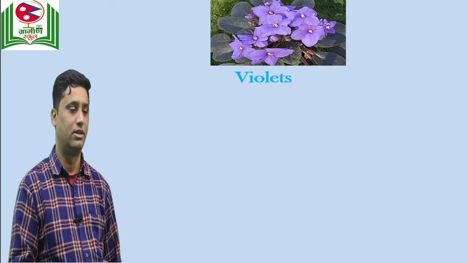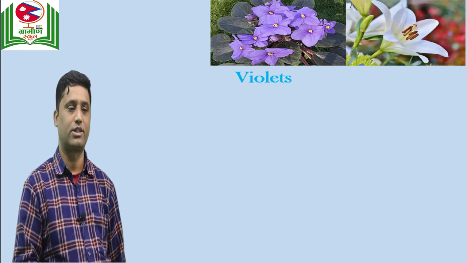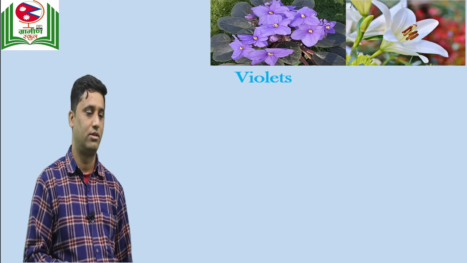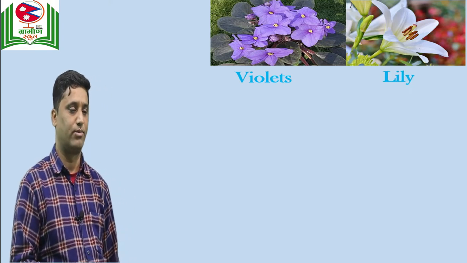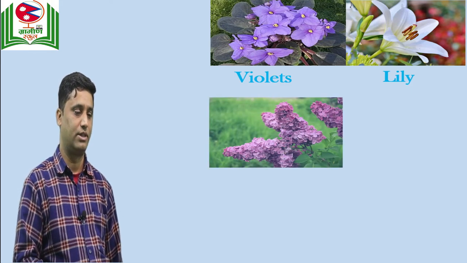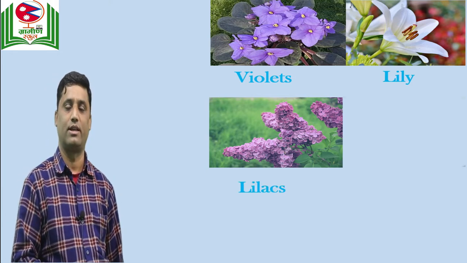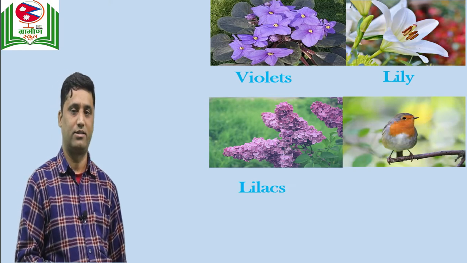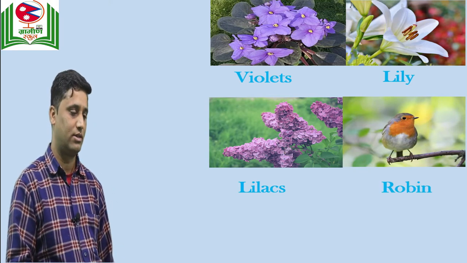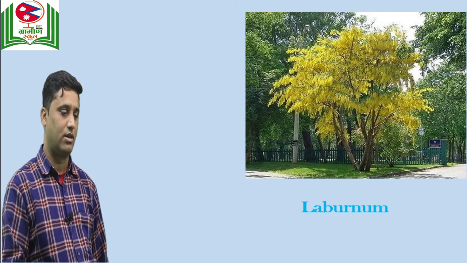Look at the picture. This is a flower, very beautiful flower, right? This is violet, so purple color you can see. You can see the next picture, that is white in color and petals turning back from the center. This is a lily. And the next flower you can see is also a very beautiful flower, right? Attractive. This fascinates you. These are lilacs. And the next, there is a bird. This bird is robin. And there is one tree with yellow flowers. This is, as we have already said, laburnum. Okay.